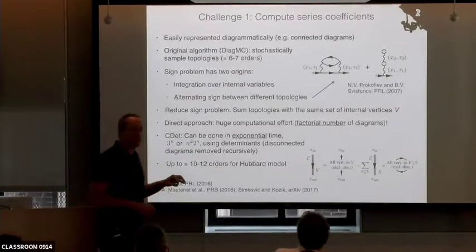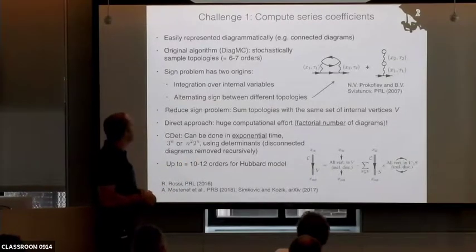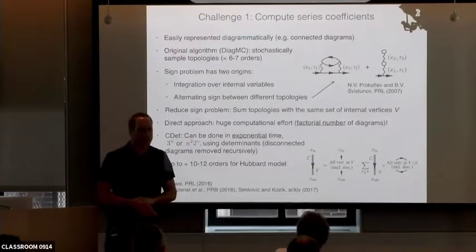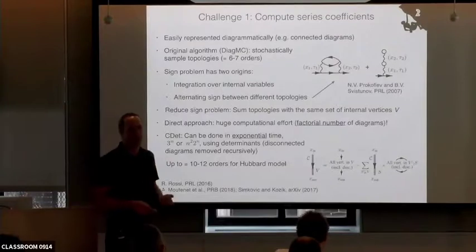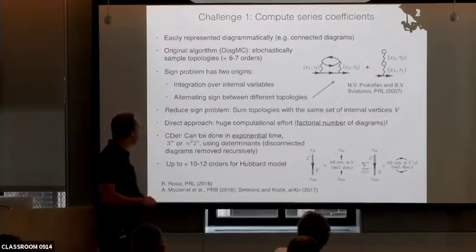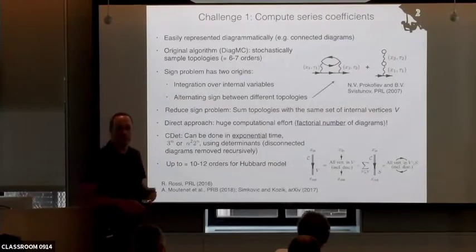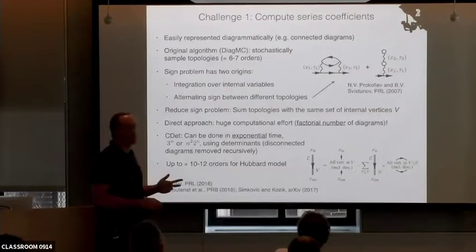To address that second origin of the sign problem, there's been quite a bit of progress with the idea that we could just sum all the topologies for a given set of internal vertices. Now, if you do this the brute force way, of course, you have to sum all topologies. There's a factorial number of them, and this is extremely expensive numerically. But it's been shown, and this is work by Ricardo in 2016, that you can do that in exponential time. So it's 3 to the power n, or n squared 2 to the power n.